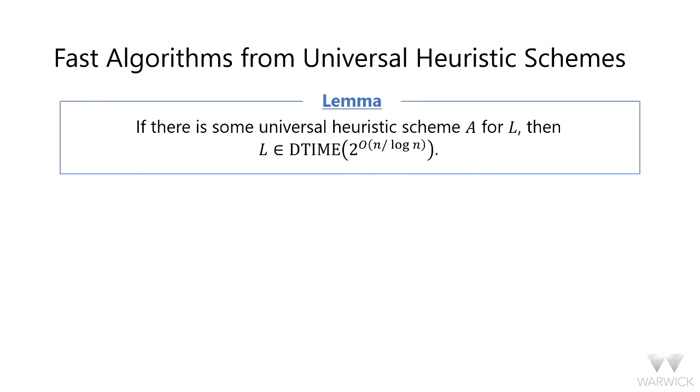And once we have such a universal heuristic scheme, you can easily show that you get a worst case algorithm that runs in 2 to the order n pi log n.